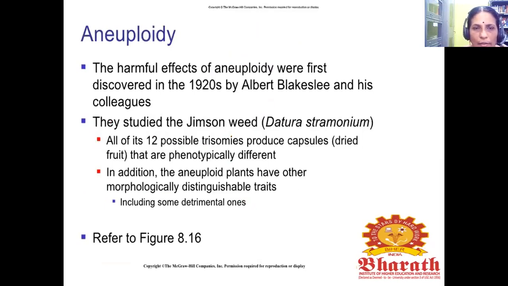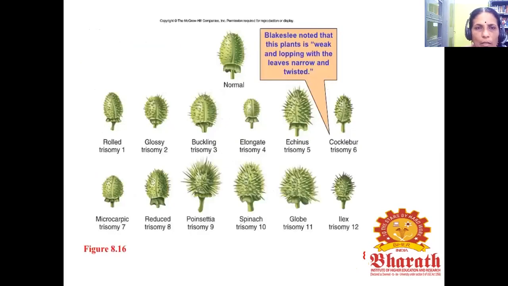The harmful effects of aneuploidy were first discovered in the 1920s by Albert Blakeslee and his colleagues. They studied the Jimson weed, Datura stramonium. All of its 12 possible trisomies produce capsules, or dry fruit, that are phenotypically different. In addition, the aneuploid plants have other morphologically distinguishable traits, including some detrimental ones. You see this rolled trisomy 1. The first one is a normal one.